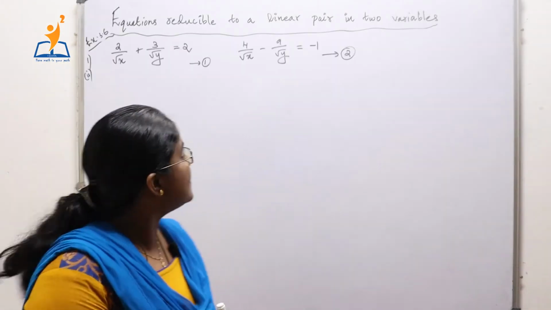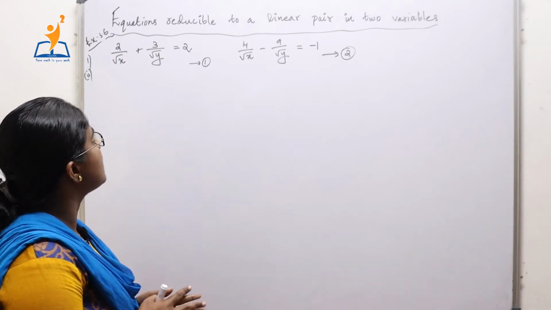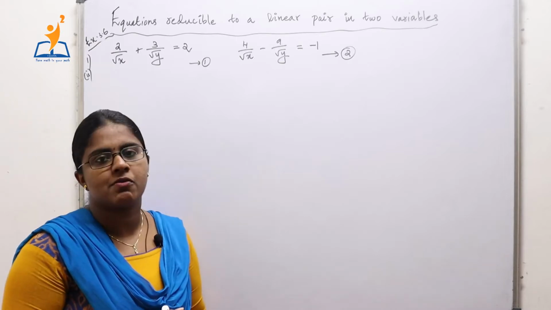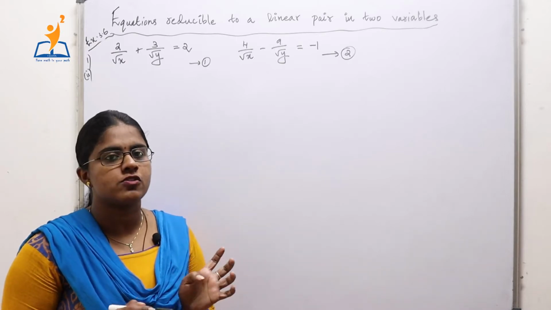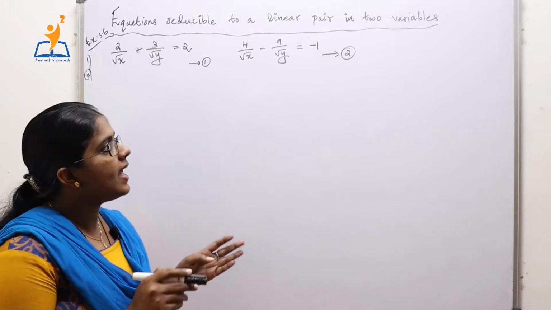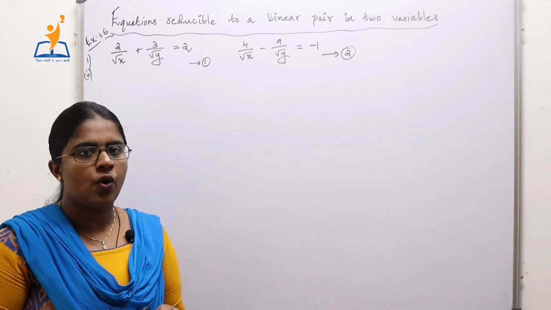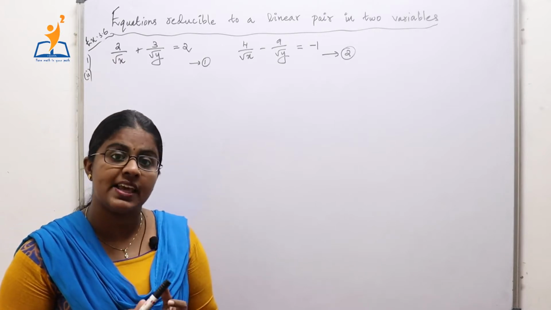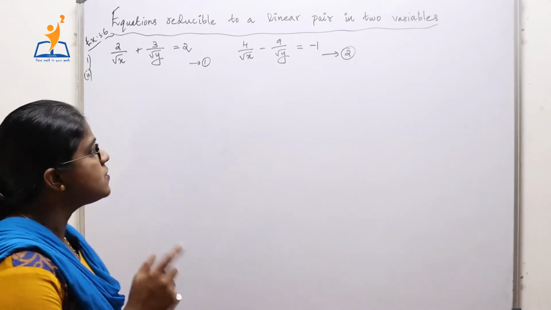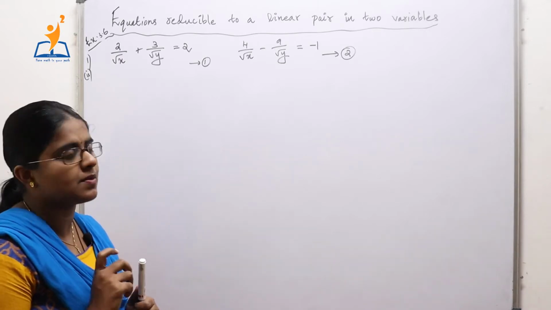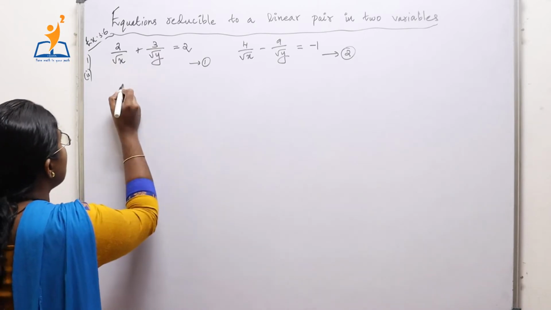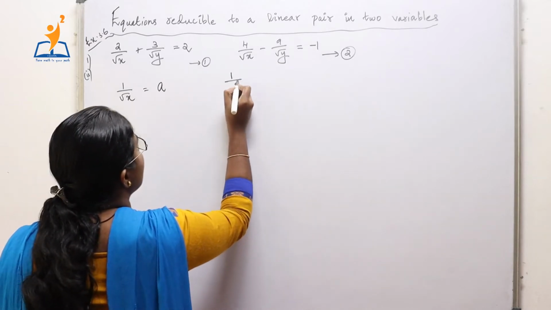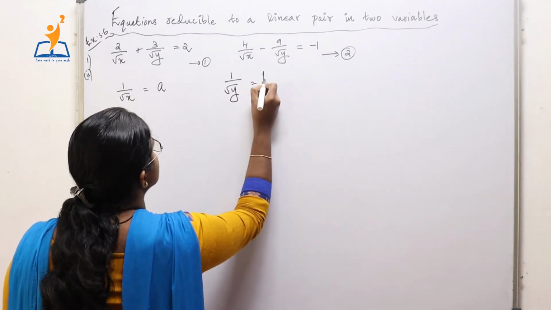The next question is 2 by root x plus 3 by root y equals 2, and 4 by root x minus 9 by root y equals minus 1. These are also non-linear equations and they are in two variables too. So now we are going to reduce these equations to a pair of linear equations in two variables. For that we have to give suitable substitutions. Let's put 1 by root x is equal to a and 1 by root y is equal to b.